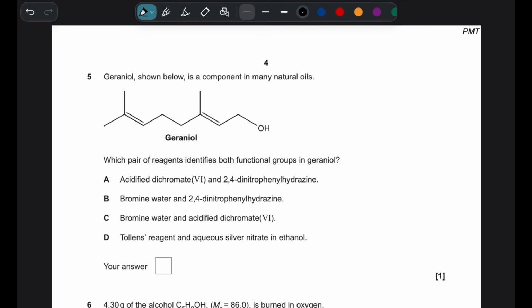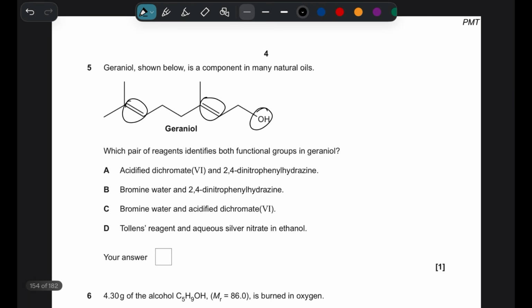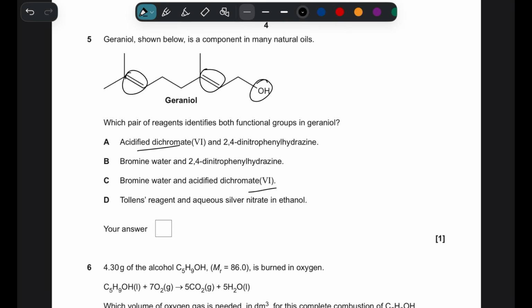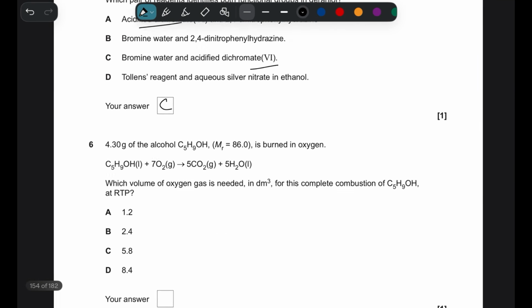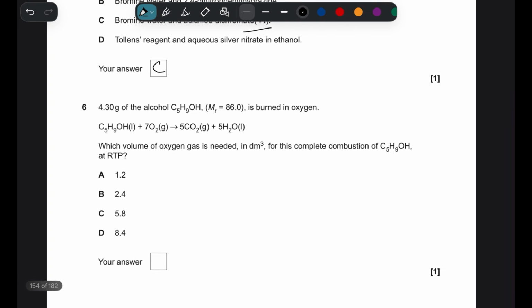Okay, so for this one, first of all, let's identify the functional groups. So we've got alkene and we've got alcohol. So I'm already thinking alcohol on the end of the chain, I can probably do the acidified potassium dichromate. So I'm thinking, okay, A and C have that. And for the alkene, you do the bromine water, where it decolorizes. So the answer should be C, because it's got both. Now, just know what the other ones do. This would be very, very useful to know as well.